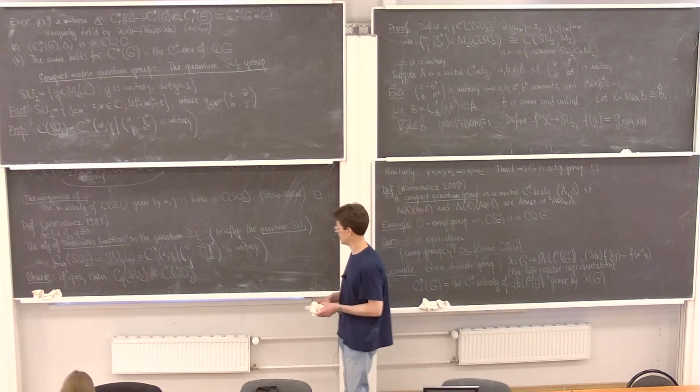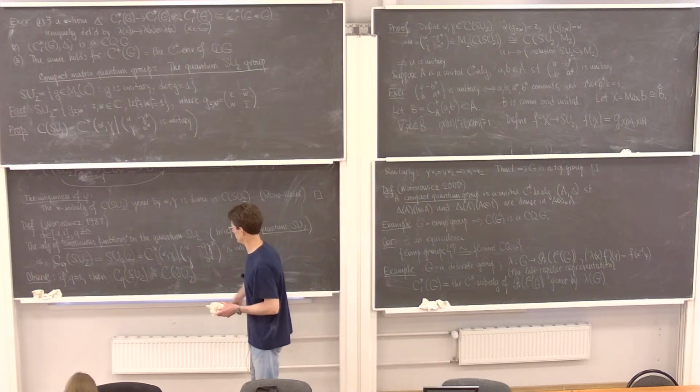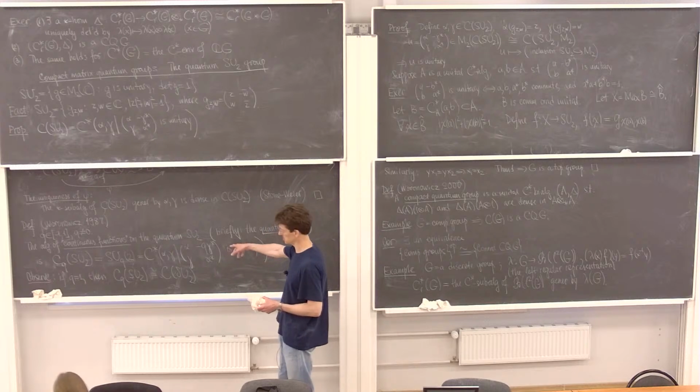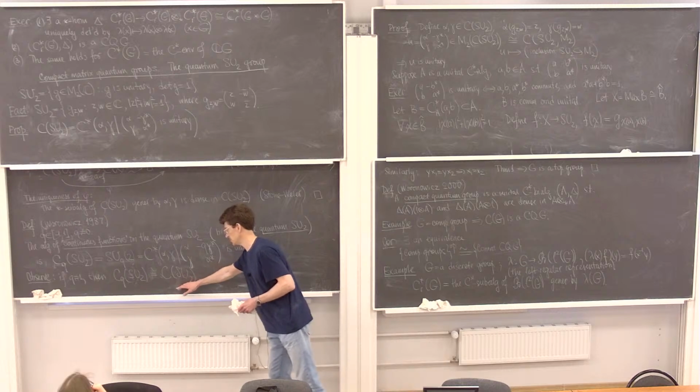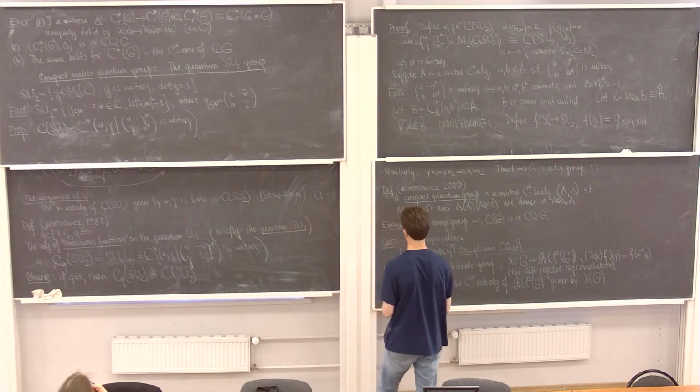But this is a rather different story, so unfortunately we don't have time to discuss these results. But anyway, informally, these algebras form a continuous family of star algebras parameterized by Q. And if Q equals 1, then we get a commutative object, the algebra of continuous functions on SU2.